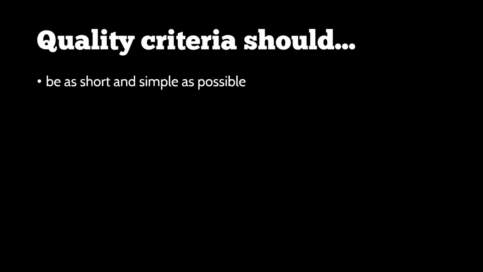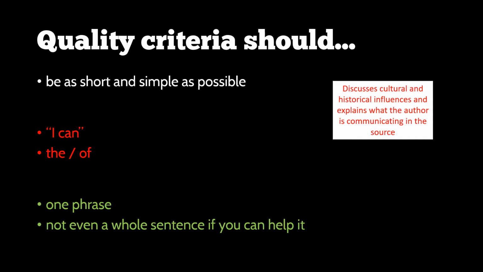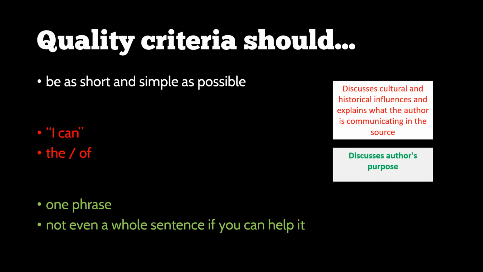The criteria should be as short and simple as possible, and a lot of the advice we're giving here is so that it's easier for users of the rubrics. If the rubrics are full of really, really lengthy criteria, they're less likely to be read by learners, particularly teenagers. So I would even not include stuff like I can, the, or of. Try and have one phrase, not even a whole sentence if you can help it. So here's an example of one which is really lengthy, and we were able to turn it into something much shorter like that, which hopefully, now obviously you still want to make sure that you're capturing the main idea in the criteria.